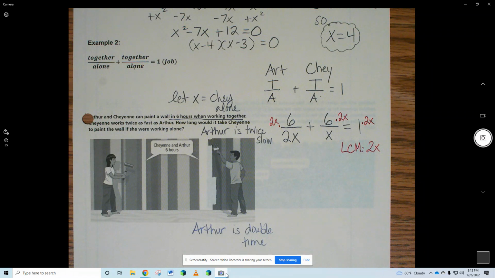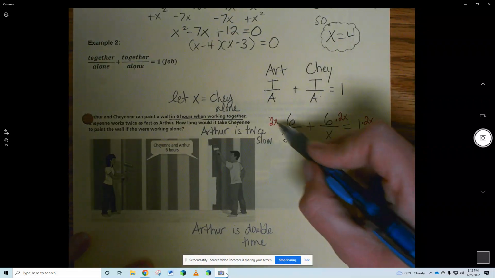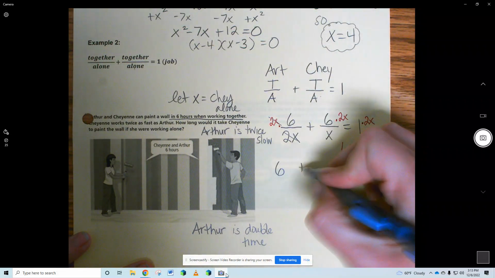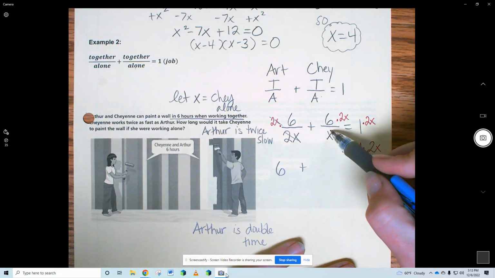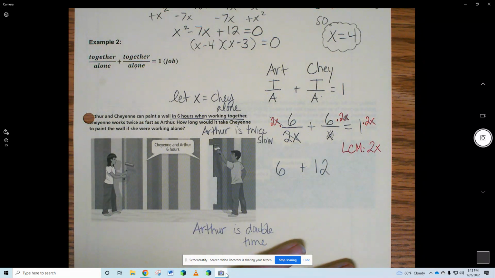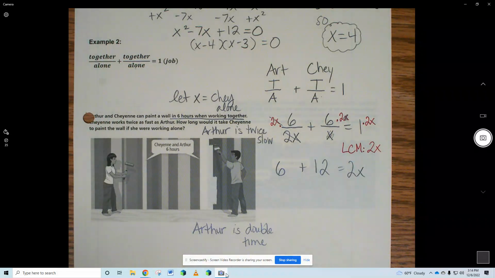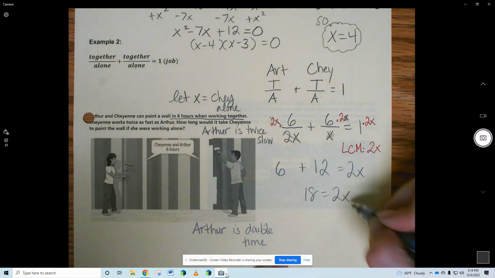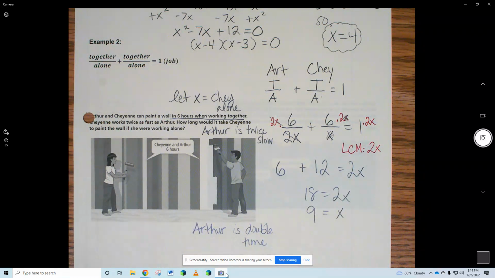Cancel out anything you can. These two x's on Arthur cancel. An x on Cheyenne cancels. So 6 times 2, and then 1 times 2x is just 2x. So now just solve for x. x equals 9.